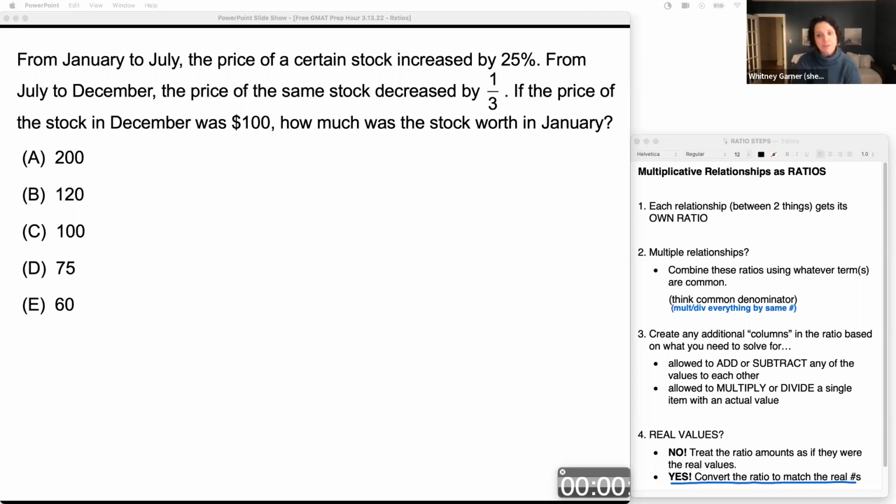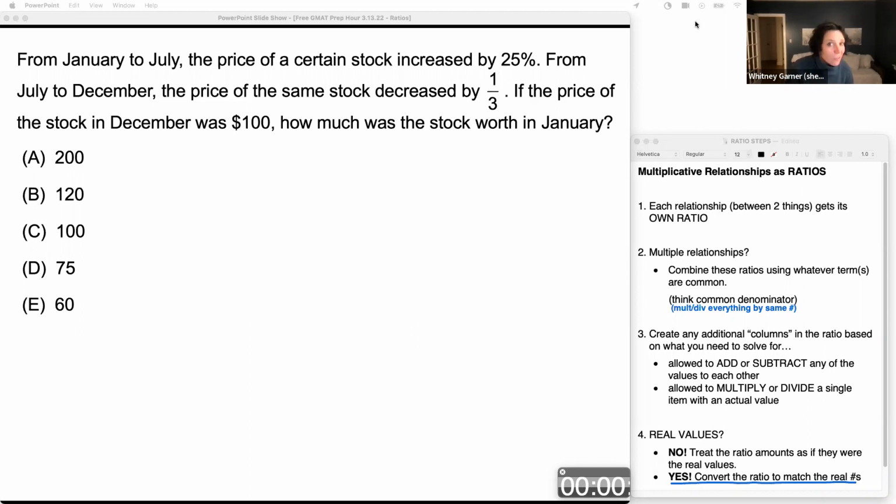Yeah, we had percents and fractions, increases and decreases. All right, ready, y'all? Thinking all the way back to the money that was allowed to go up by 25%, back down by 20%, we're going to do the same thing here. Remember, each relationship between two things gets its own ratio. So January to July is one ratio. A fully separate relationship is July to December.